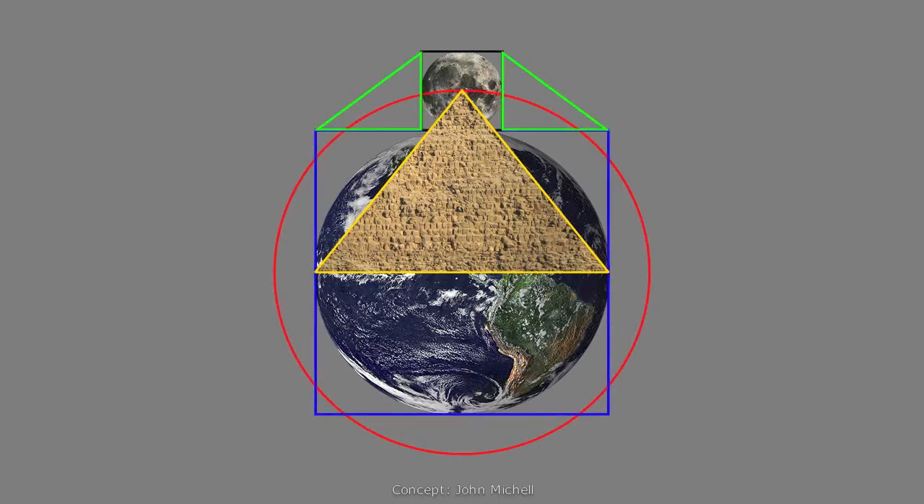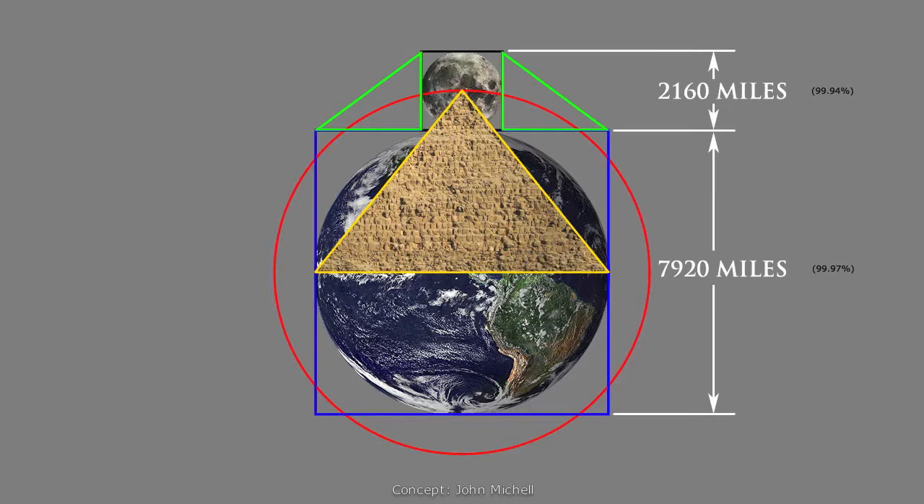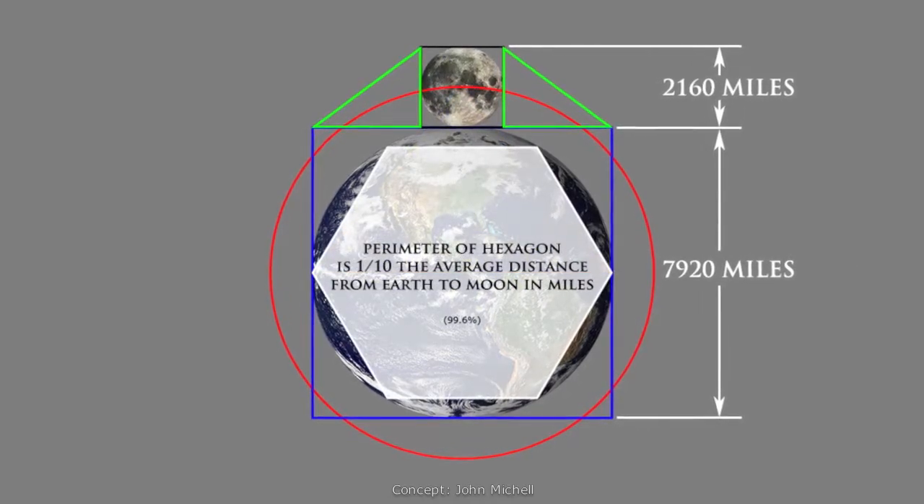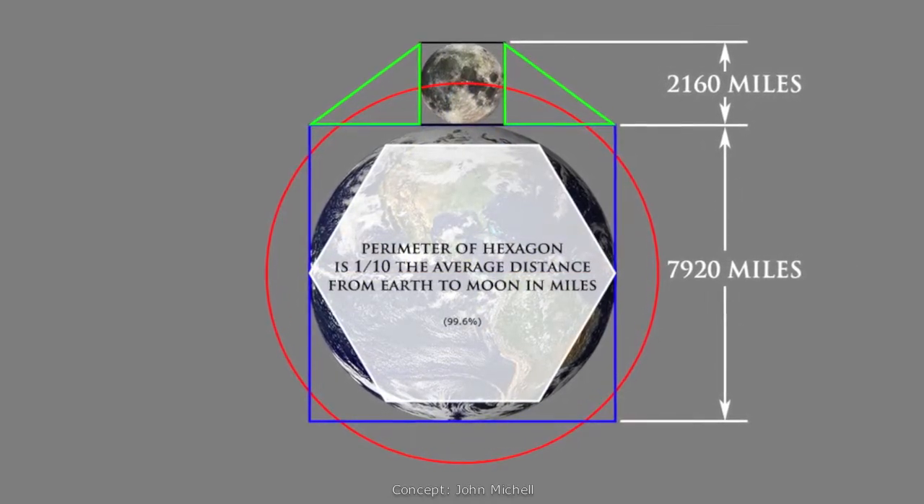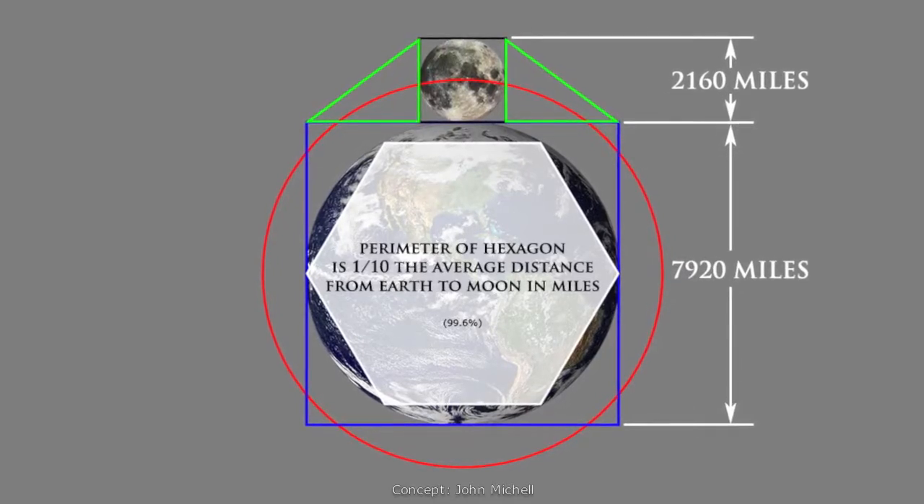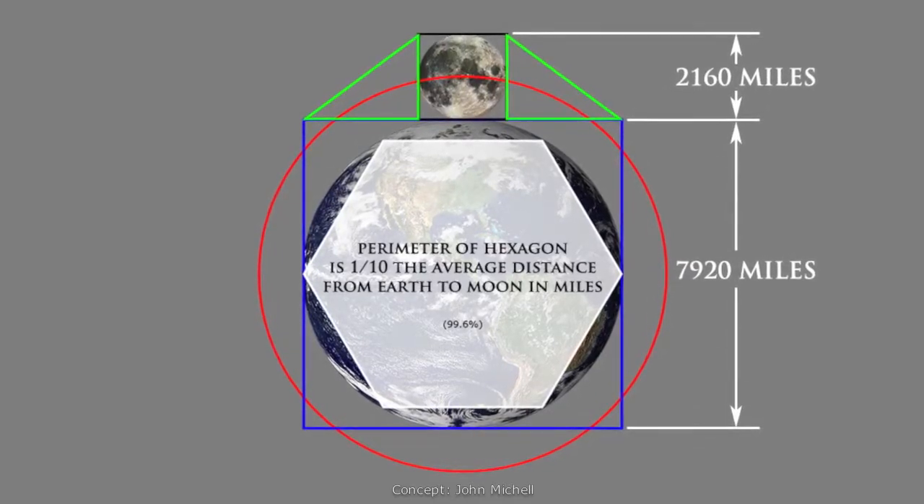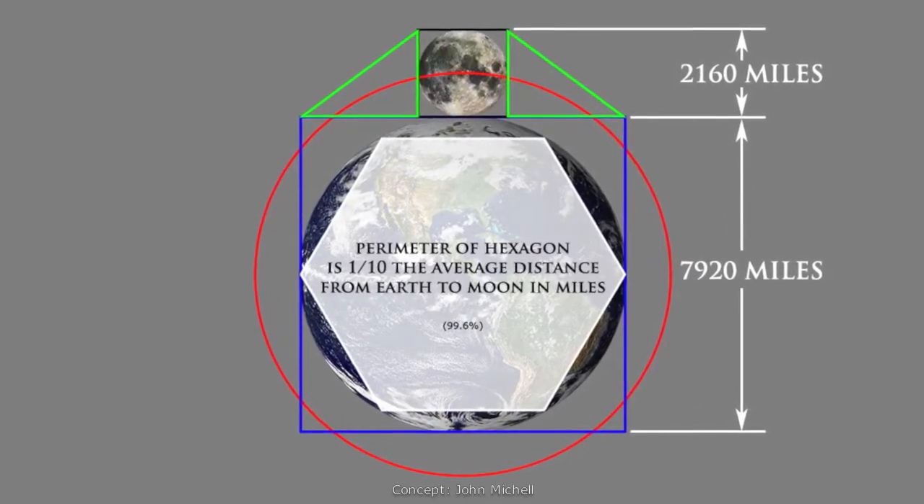Scaling this diagram up by a factor of 720 gives you the actual dimensions of the Earth and Moon in miles. Inscribe a hexagon within the Earth circle and measure its perimeter. It is 1/10 the average distance from the Earth to the Moon, with an accuracy of 99.6%.